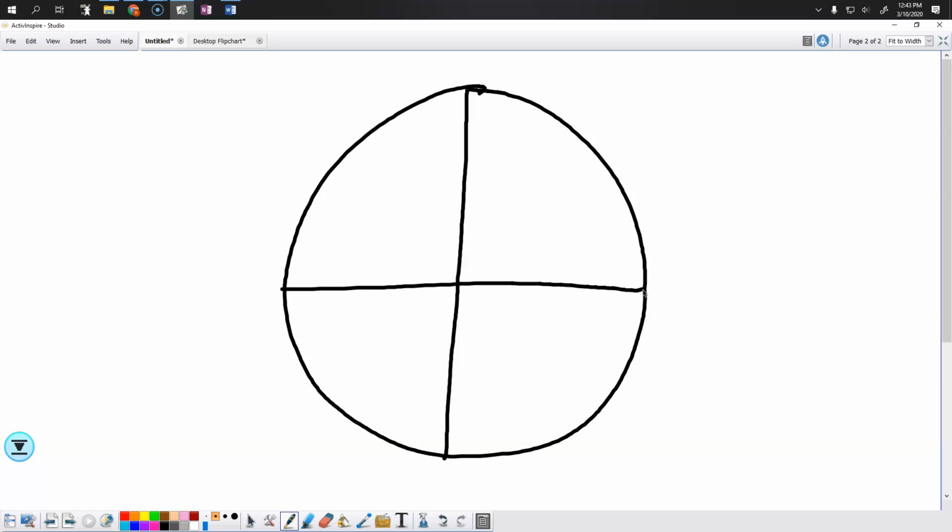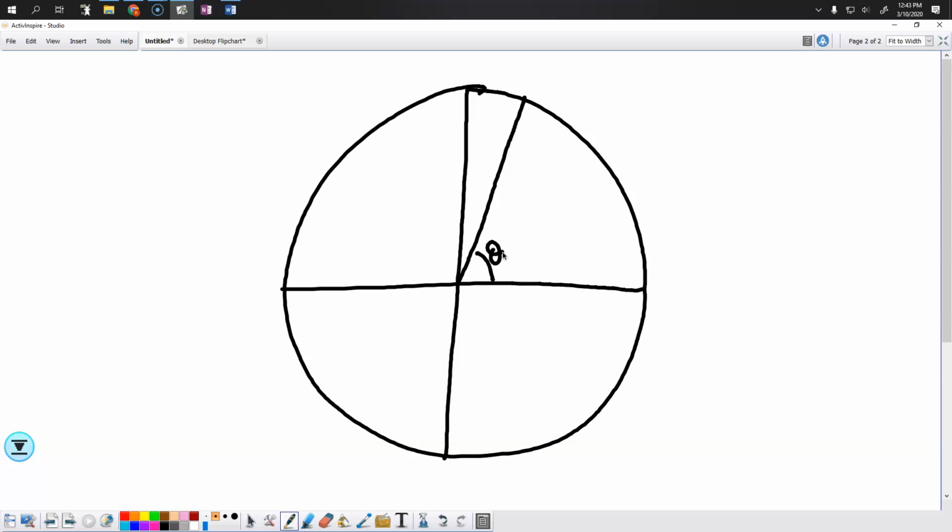Now, I'm going to draw a radius right about there at some random place. That's probably good enough. Now, this angle here, we're going to call that theta. And this is a radius of the unit circle.